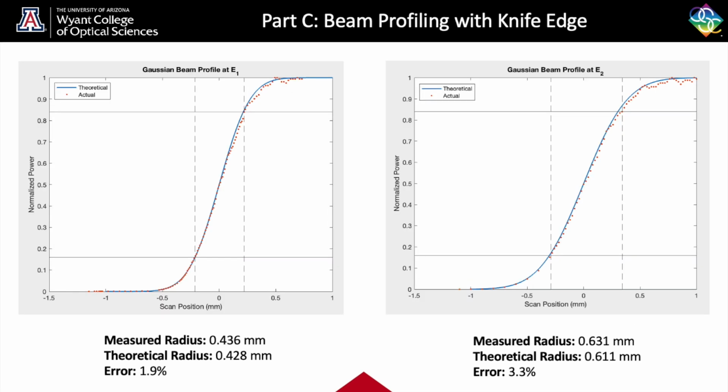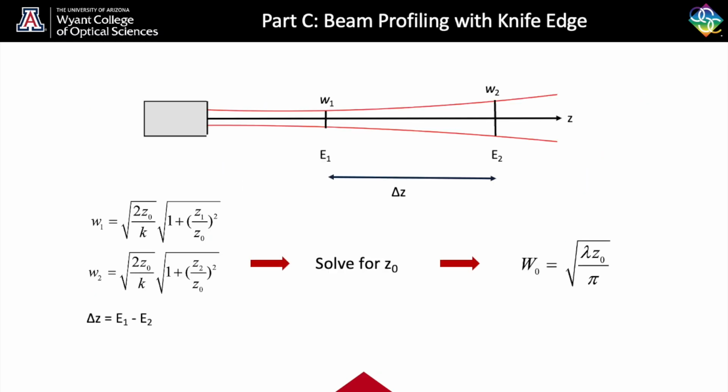Here are results from the Gaussian beam profiling using a knife edge at the two locations. The red dotted curve represents our measured data. The blue curve is the theoretical power for the specific distance. The measured radius is the difference of the knife edge locations corresponding to 16% and 84% of the total power, or one standard deviation on either side of the mean power, shown by the solid and dotted lines on the plots. Now that we know the beam radii at two different z locations, we can use this system of equations to solve for the Rayleigh range, z0, and the beam waist.